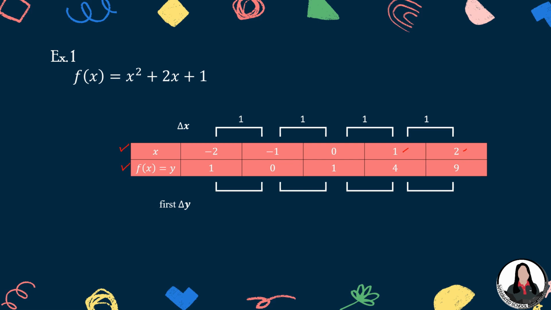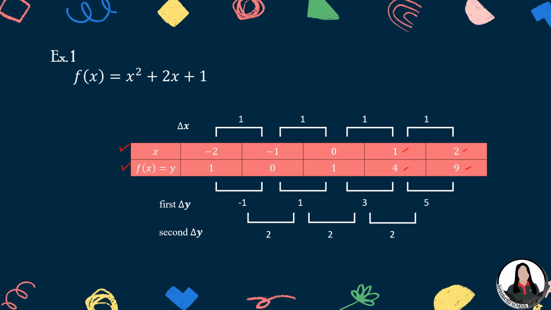Again, magsisimula tayo sa rightmost values ng ating table of values. So we have 9 minus 4, that is 5. 4 minus 1, that is 3. 1 minus 0, that is 1. And 0 minus 1 is negative 1. Okay? And after we have determined the first change of y, for us to determine if that table is a representation of a quadratic function, you look for the second change of y. Okay? So for the second change of y, ito yun. Okay? So this is a representation of a quadratic function.